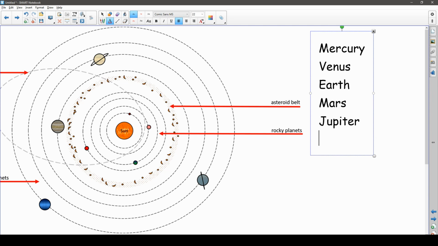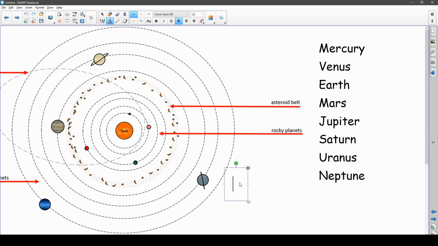Right, Jupiter next, then Saturn, then Uranus, or Uranus, if you particularly fancy the pronunciation like that, and then Neptune is our last planet. Okay, Mercury, Venus, Earth, Mars, Jupiter, Saturn, Uranus, and Neptune.